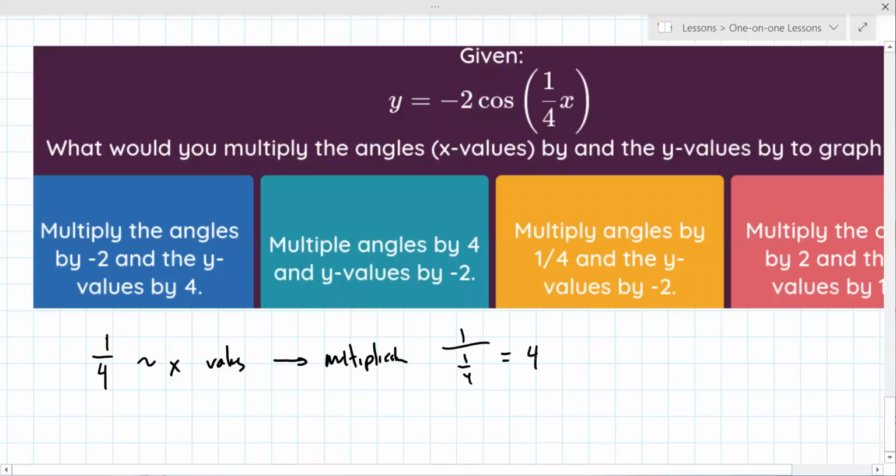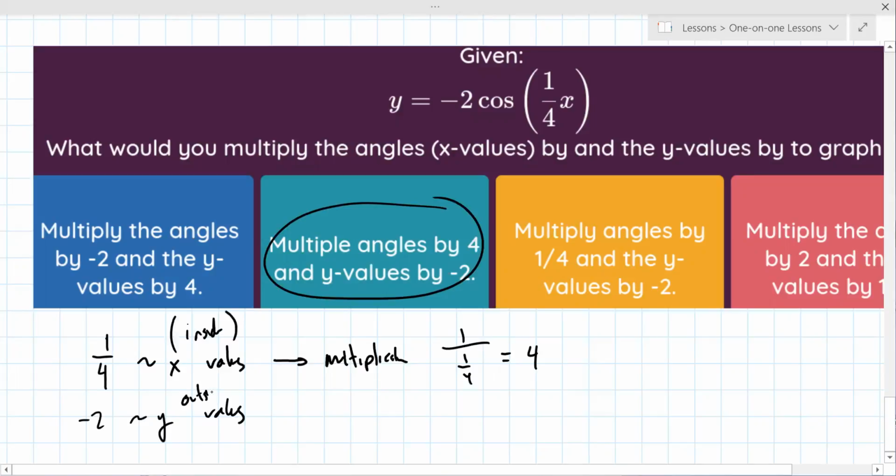So that gets us down to this one. The -2 affects the y values because it's on the outside of the function. So this is inside, this is outside. And you multiply the y values by -2. So that's why that green one is correct. And that is correct. Sending another one your way. Okay, great.